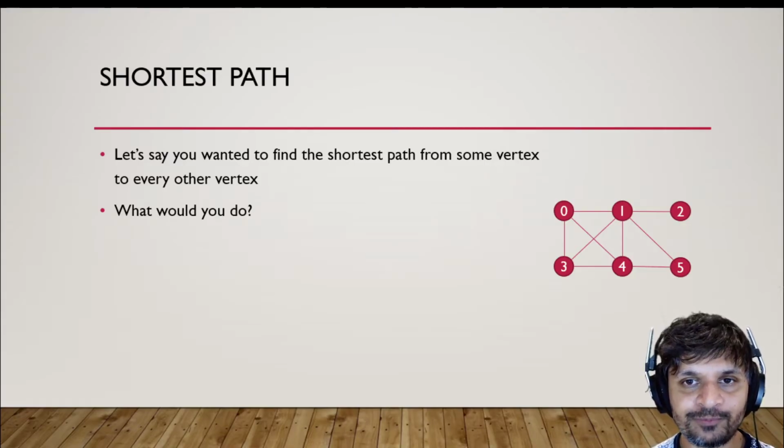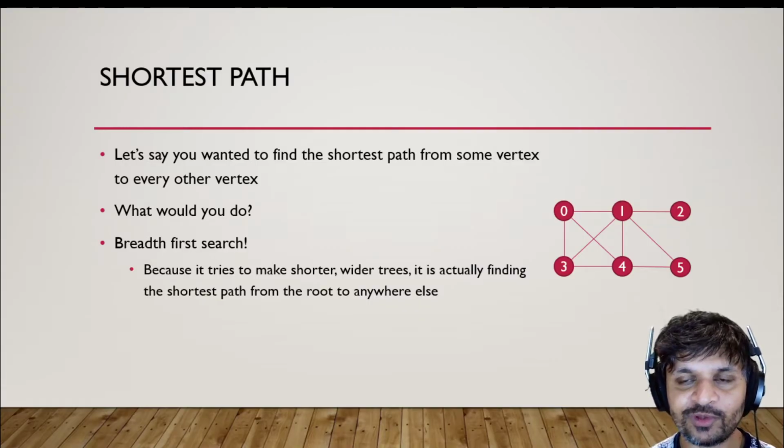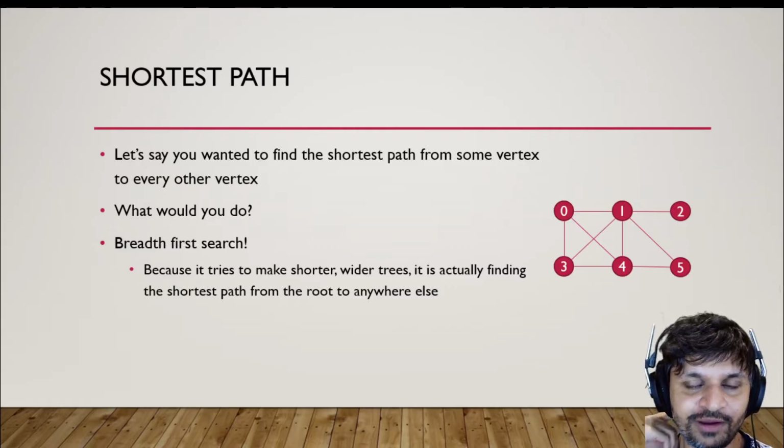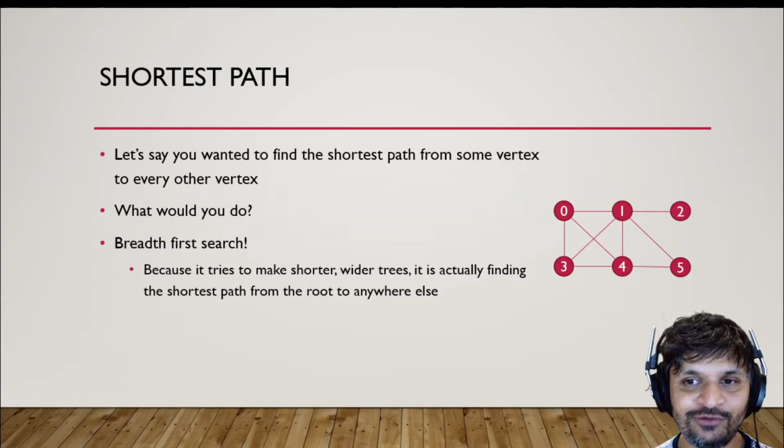Well, so what would you do? Now, when I ask this in in-person classes, the most common answer is, well, we can do a breadth-first search, right? So what happens with the breadth-first search is that it tries to make shorter, wider trees, right? So I hope you've all read that section. If you haven't, please do. Breadth-first search is one of the algorithms you're very likely to use in your snake game anyway.